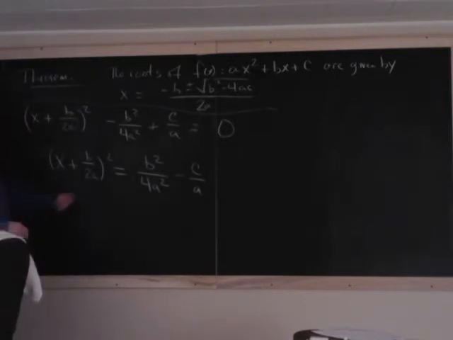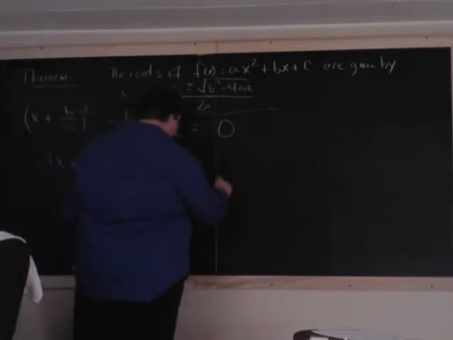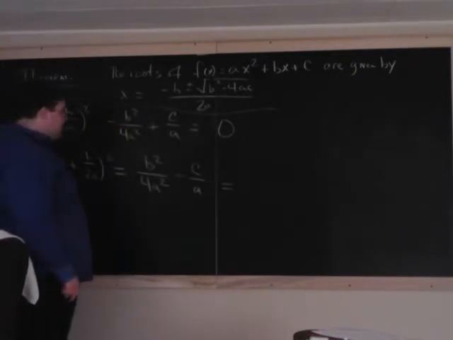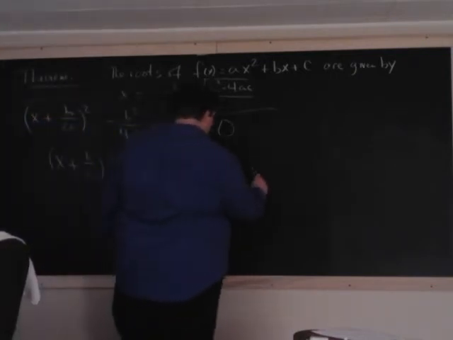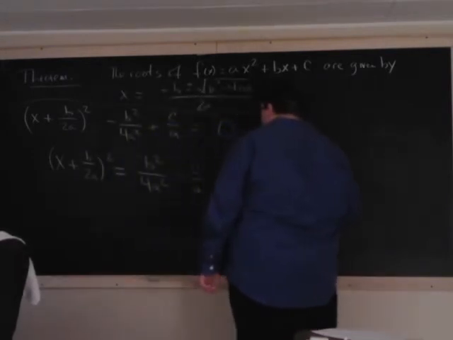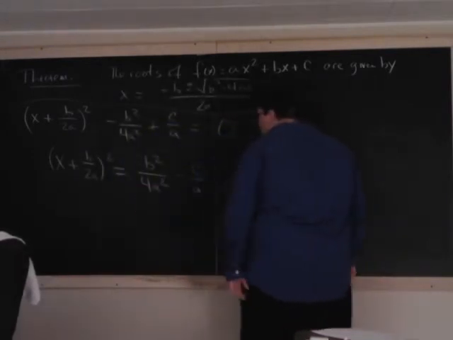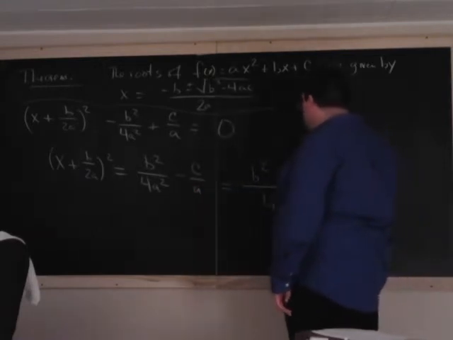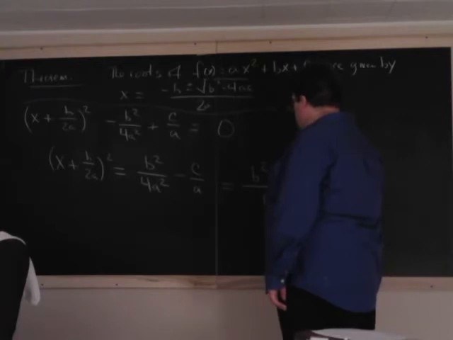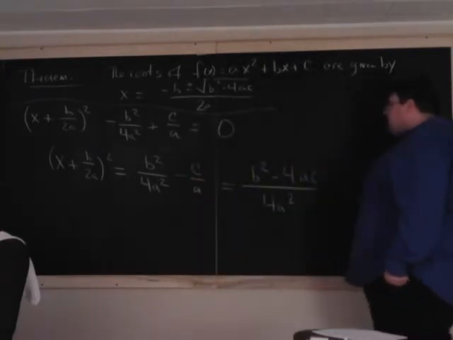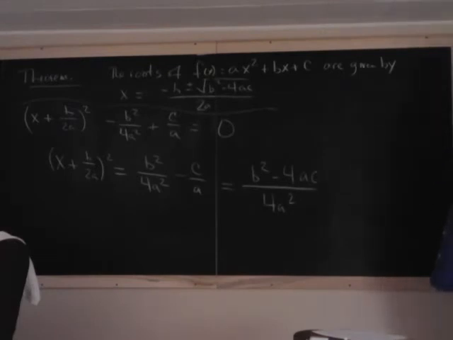And we can actually combine those fractions. The common denominator here is 4a squared. That denominator already has a 4a squared. To make this a 4a squared, you need a 4 and you need an a. So we'll put a 4 and an a on top, and you get 4ac.